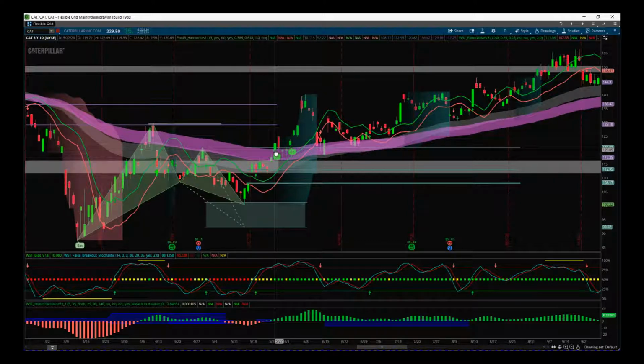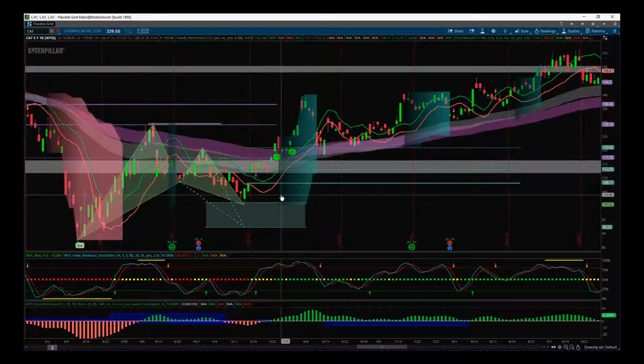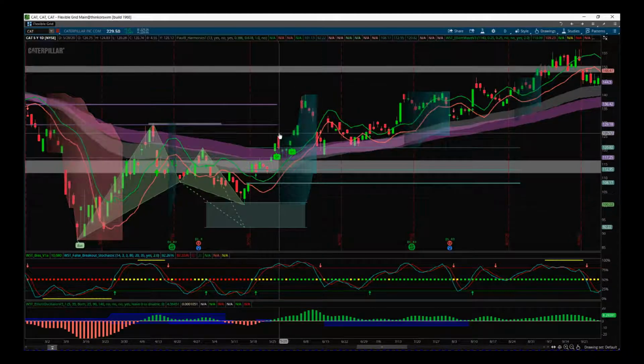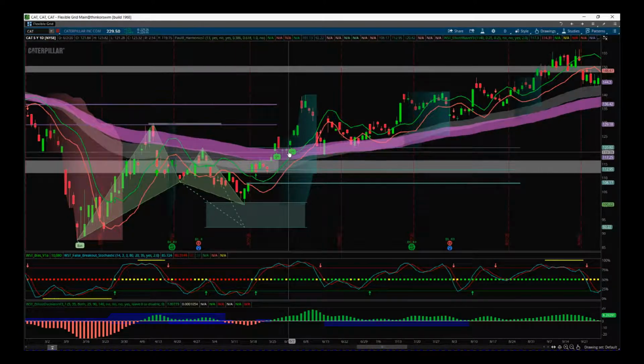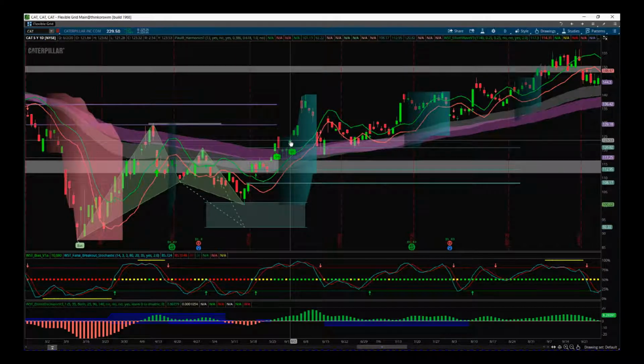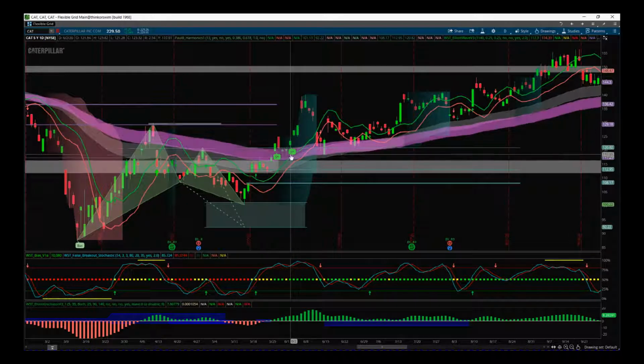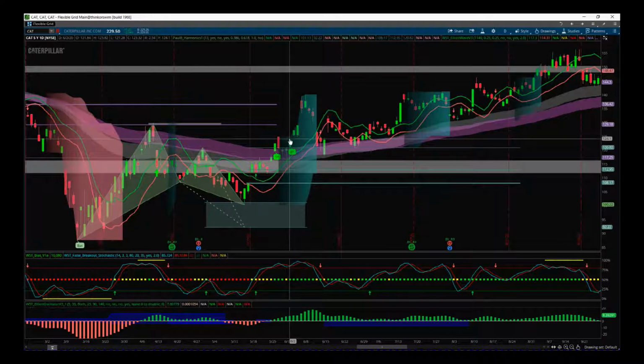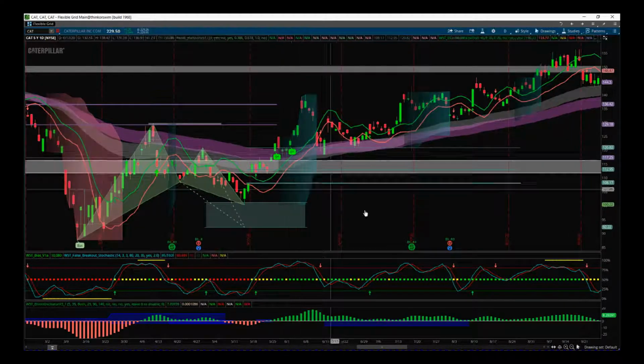First 5-star buy there. The bias is green, but the divergence cloud isn't green yet. We then pull back down, find support in the EMA clouds. We then get a 6-star buy. Our bias little square at the bottom is green. Our divergence cloud is green. That's when we go. That's when we get the entry for the long here.